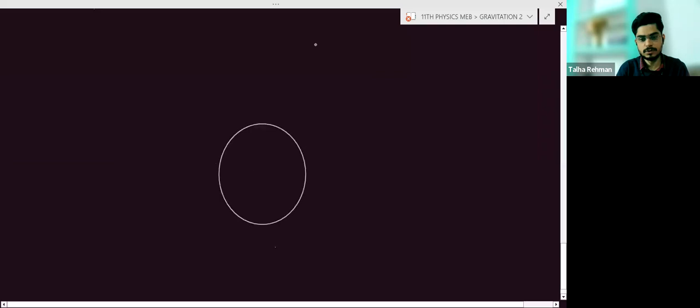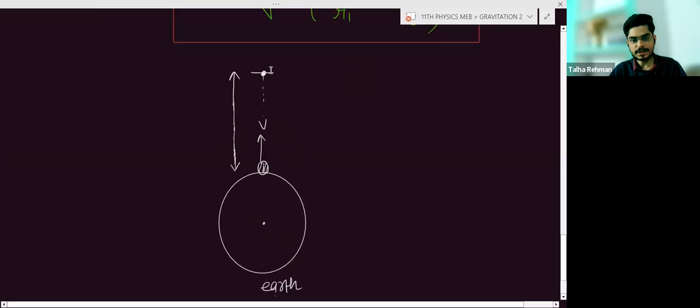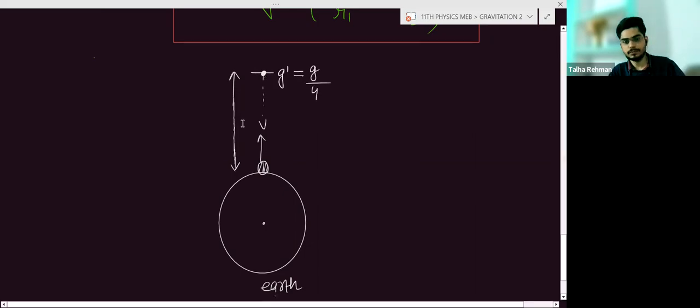Very good question. Here is the earth. Suppose this is the earth. And here is a mass M, and this mass M is projected with a velocity V, and this mass has reached here. And this height is h, reached at this height. And here, this mass is at rest, means at this position, the acceleration due to gravity g dash is equal to g by 4. So this is the velocity.